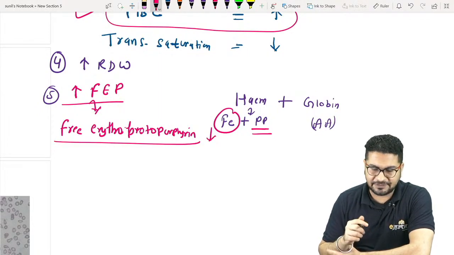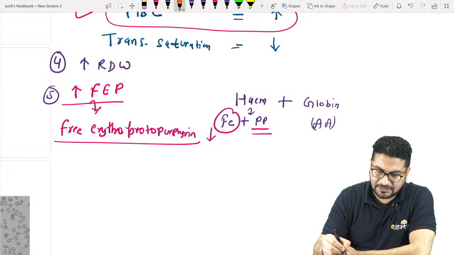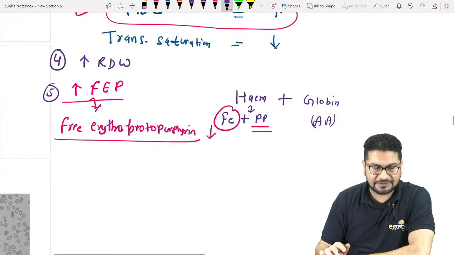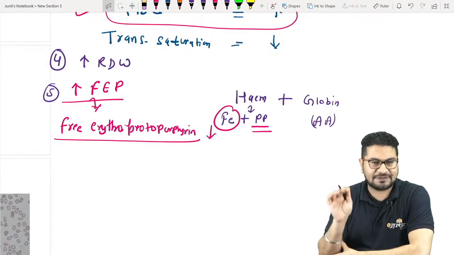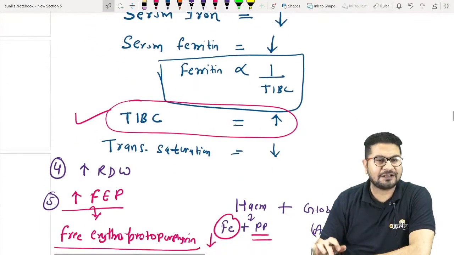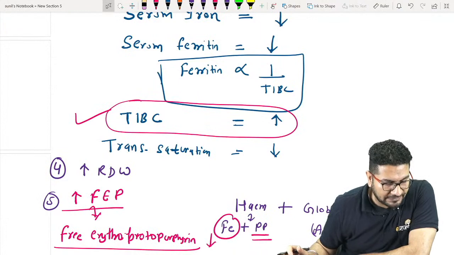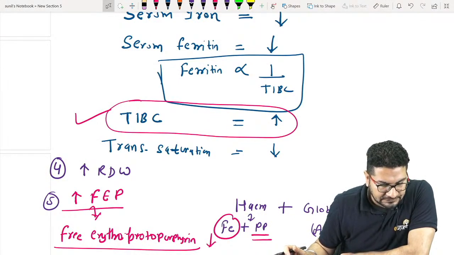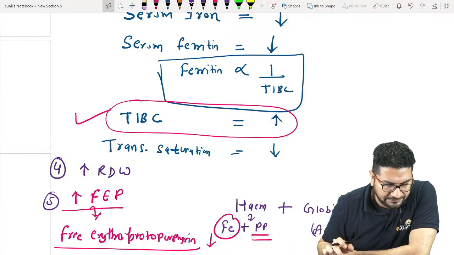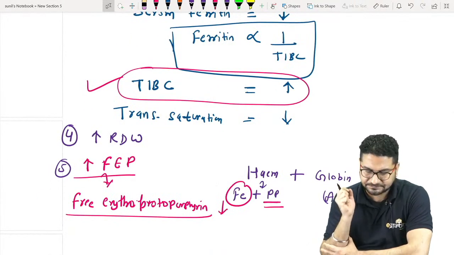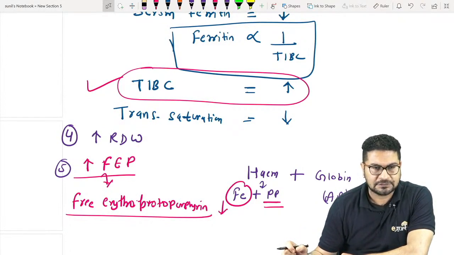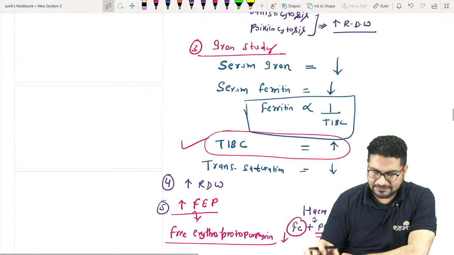RDW, FEP will increase. So if I say in iron deficiency, remember what is important: what is increased, remember those things, others are decreased. Serum iron decrease, ferritin decrease. Right? TIBC is increased, RDW is increased, and free erythroprotoporphyrin is increased. Clear guys? Gitika, Dharmesh, Mupala, Sindhu, Karthik, Ravi, am I clear? This is your free erythroprotoporphyrin level.